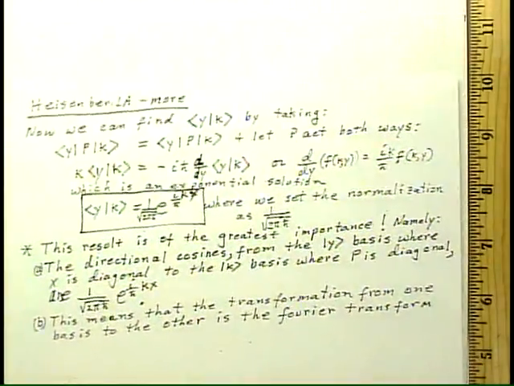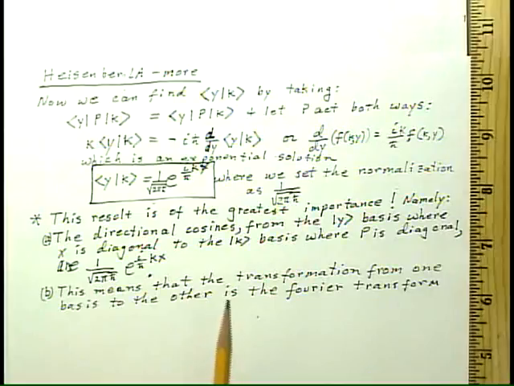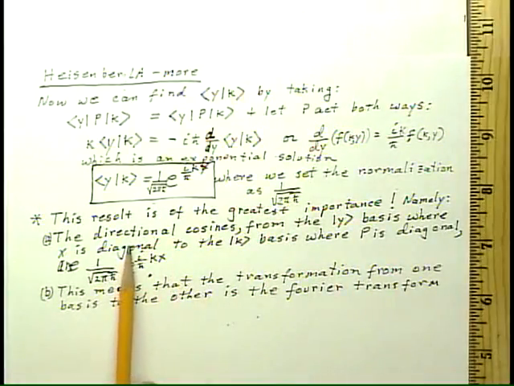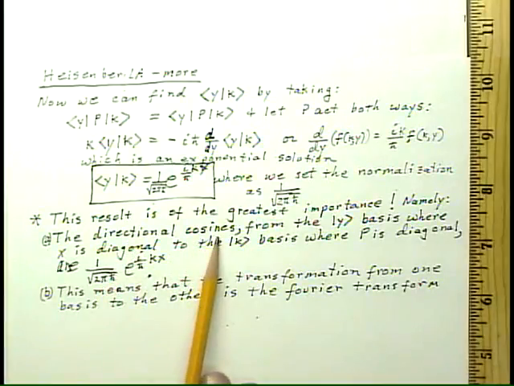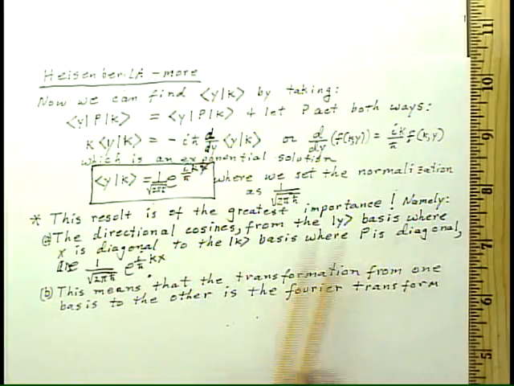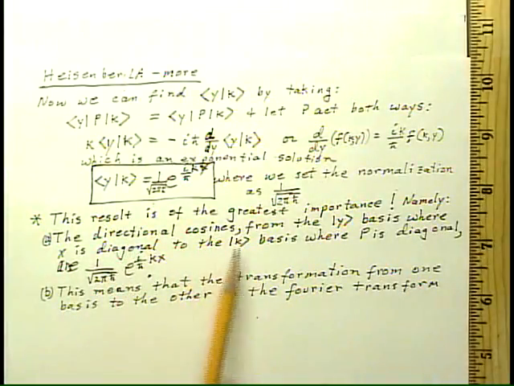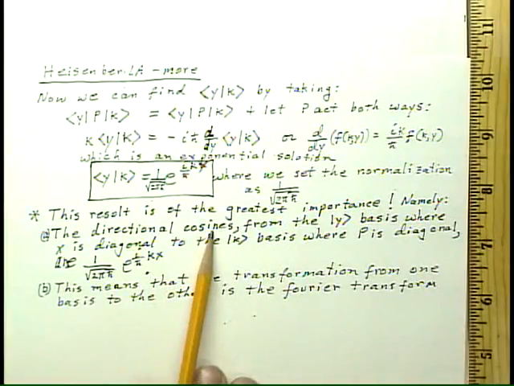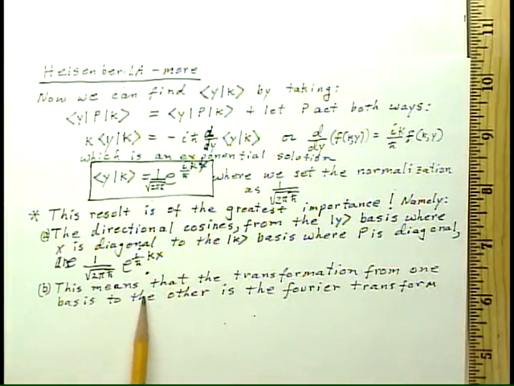Now, this result is of the greatest importance. Namely, the projection is the directional cosines from the y basis, where x is diagonal, to the k basis, where p is diagonal, is this function right here. Therefore, this function gives us the directional cosines between the two bases. This means that the transformation from one of these bases to the other is the Fourier transform.